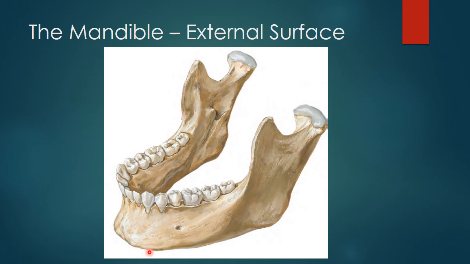First is the oblique ridge. The oblique ridge extends obliquely across the external surface of the mandible from the mental tubercle here to the anterior border of the ramus, with which it is continuous. So this is the anterior border of the ramus, continuous with the oblique ridge.